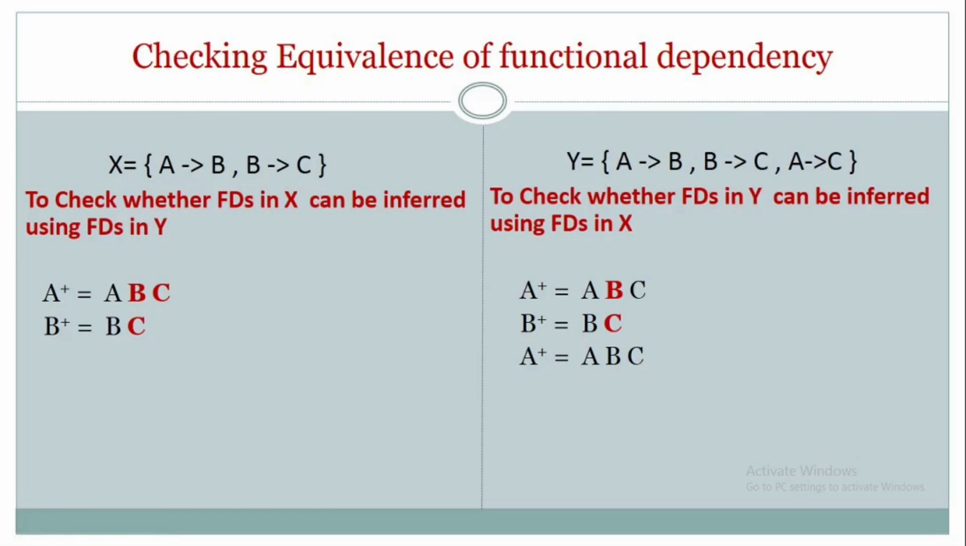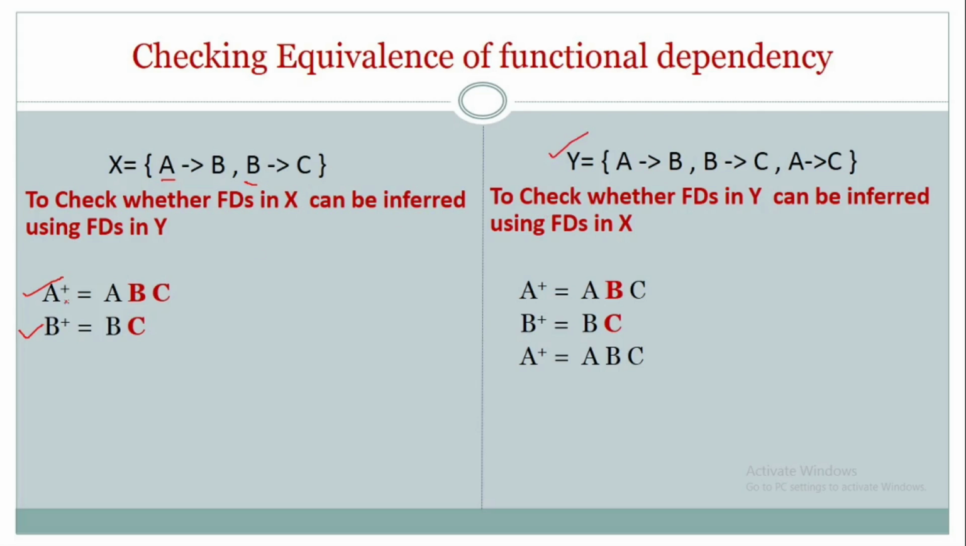Let us consider these two sets of functional dependencies, and let us check whether they are equivalent or not. To begin with, we need to check whether functional dependencies in X can be inferred using functional dependencies in Y. And again, we need to check whether functional dependencies in Y can be inferred using functional dependencies in X. To begin with, we take the left hand side of the set of functional dependencies X, that is A and B. We need to find the closure of A and B using the functional dependencies of Y here.